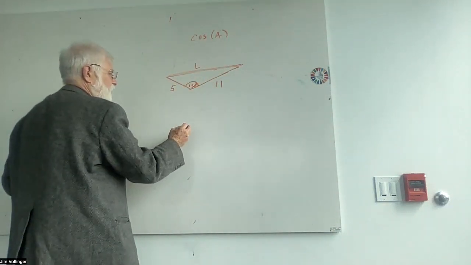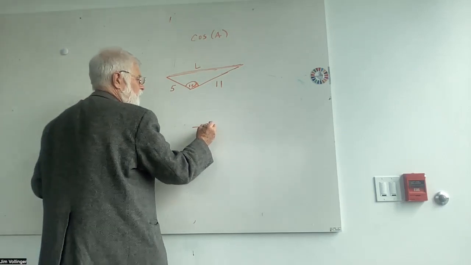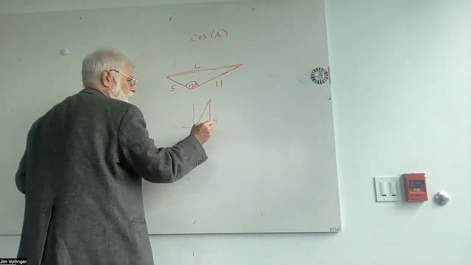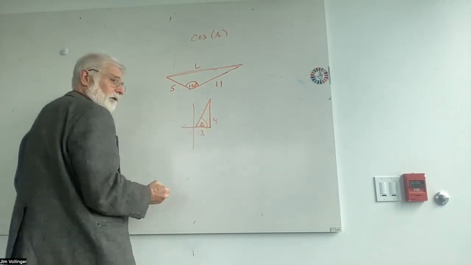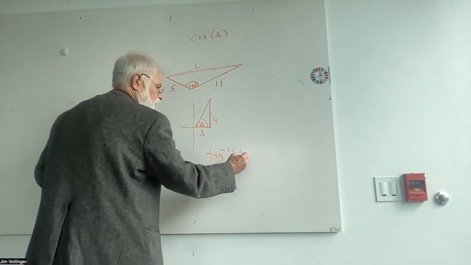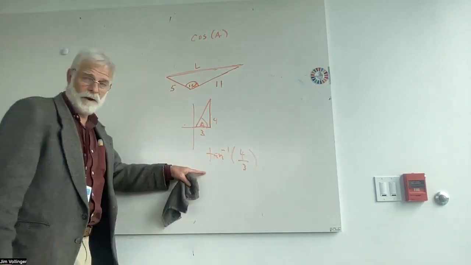So let's change this picture. Let's do the 3, 4, 5. All right. And if this was in standard position and I gave you a 3 and a 4 and I wanted that angle, remember, I'm looking for tan inverse of the ratio 4 to 3. That's what you got to write.